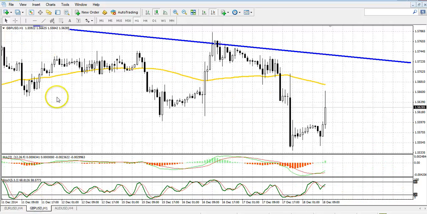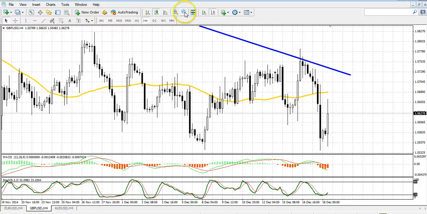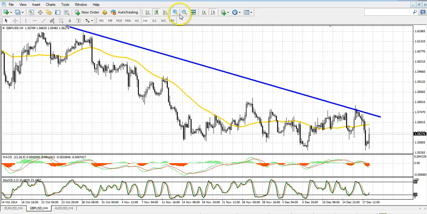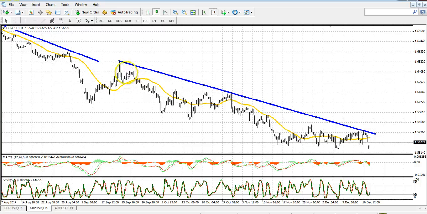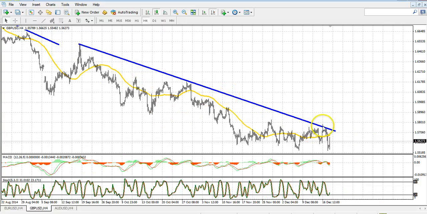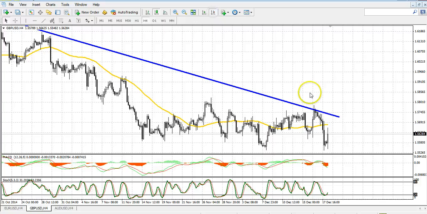Okay, going over to the pound dollar, 4-hour chart. We can see that the market has been very bearish. There's touch 1, touch 2. It even had a third touch yesterday. Okay, and it went quite big from there.